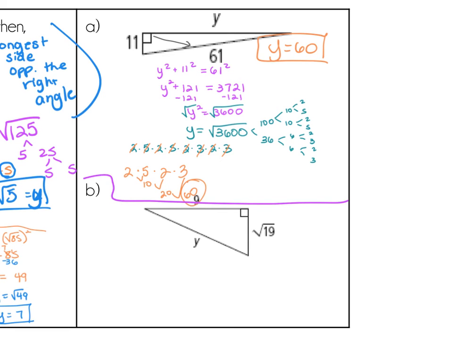Last one, what goes by itself? The y, right? The y is opposite the right angle. So this is 9 squared plus 19 squared equals y squared. What's 9 squared? 81. What's 19 squared? 19.